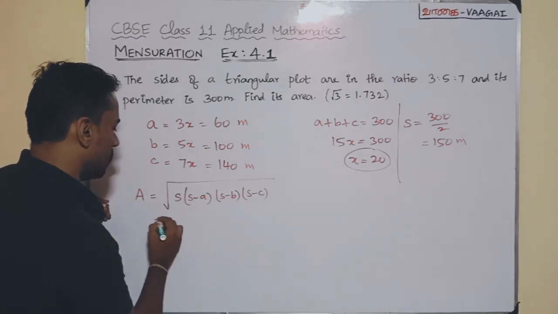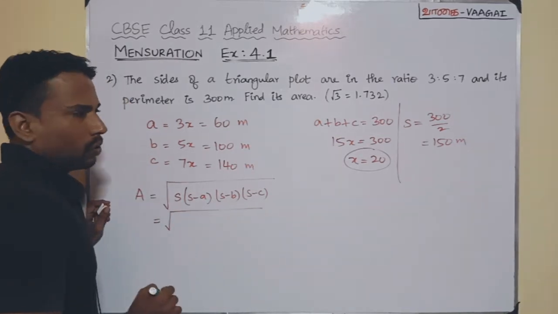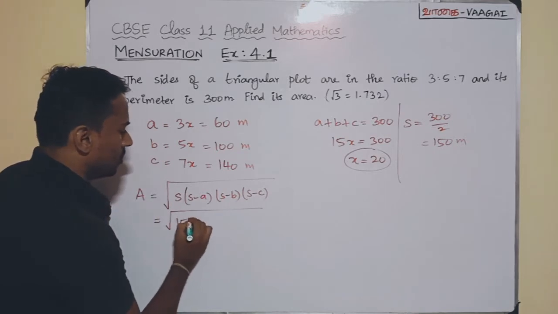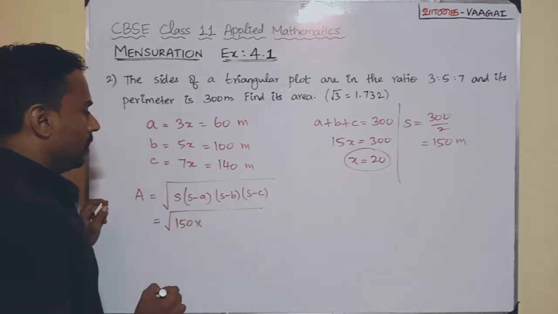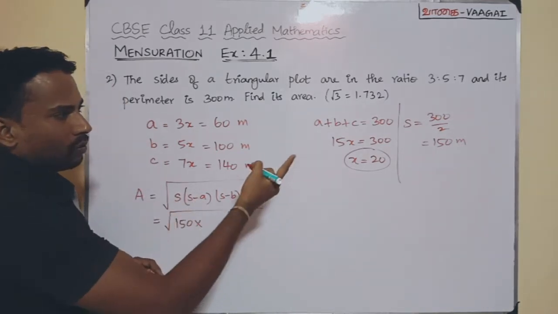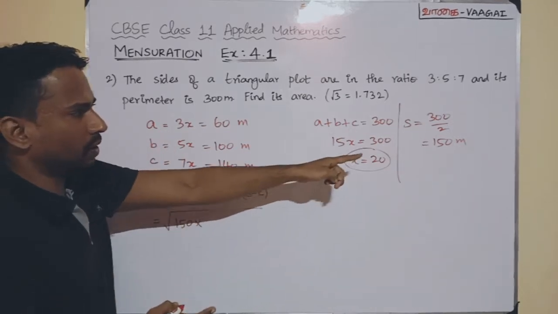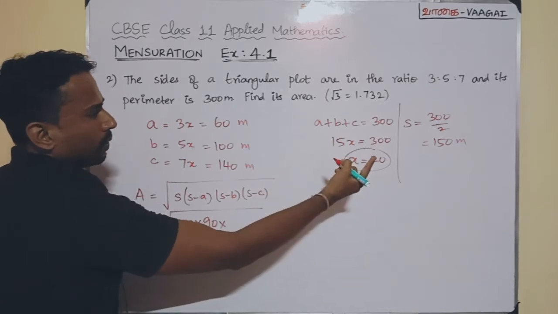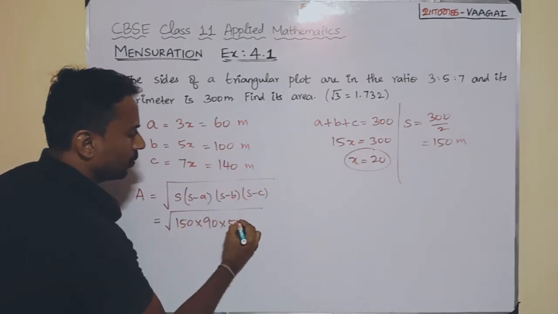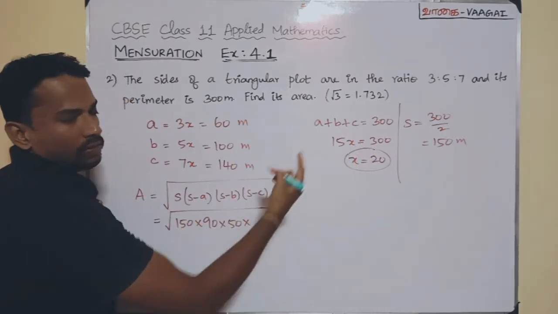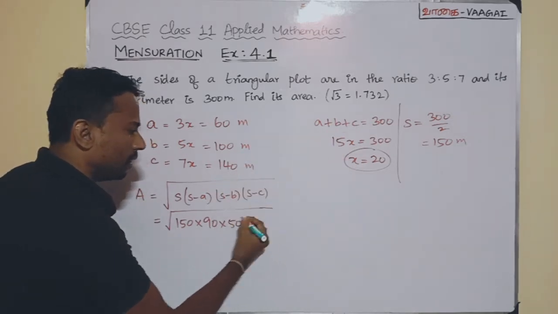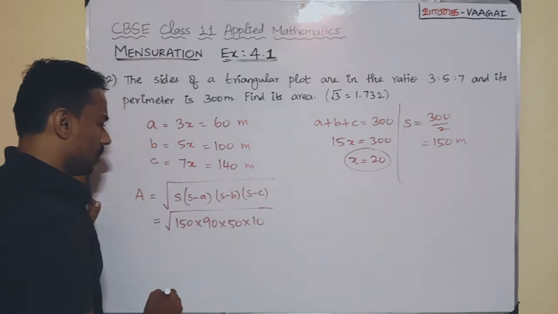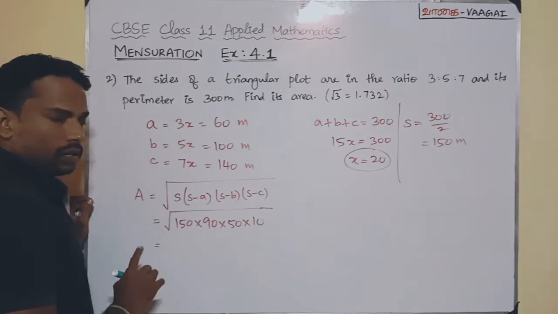So area will be equal to square root of, now s is 150, so 150 multiplied by, next I have s minus a. Calculate the values very carefully. s minus a will be 150 minus 60, which will be 90. Next is s minus b, 150 minus 100, which will be 50. And s minus c will be 150 minus 140, which will be 10. That's it.